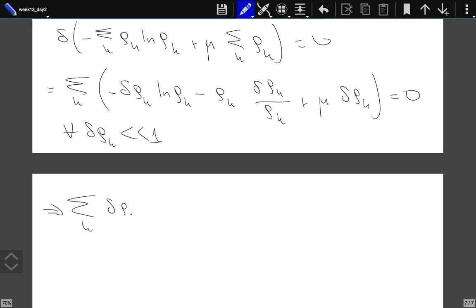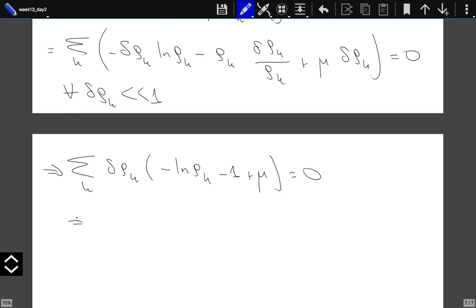Now that tells me that the variation of rho k multiplied by minus the logarithm of rho k minus 1 plus mu should be equal to 0. But this tells me that for all variations, minus the logarithm of rho k minus 1 plus mu should be 0. Logarithm of rho k should be mu minus 1.